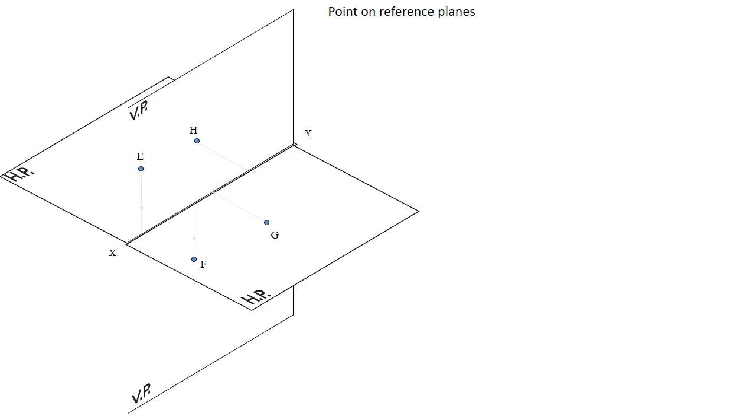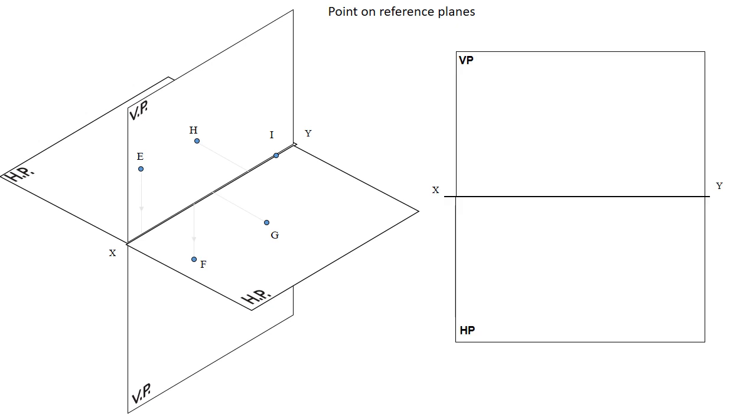Suppose point H is in HP but behind VP. And the last point I is on the reference line, which means I lies in all quadrants. Let us start with its projections. As we know, we always draw the reference line XY first, with the horizontal plane above XY and the vertical plane below.